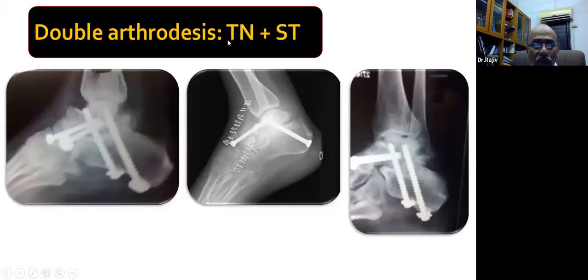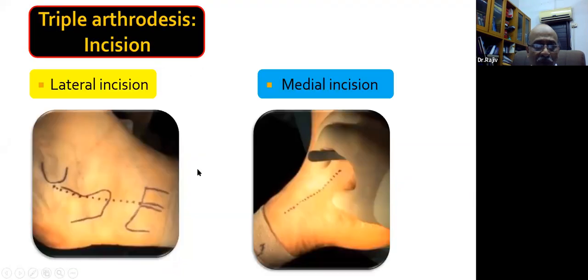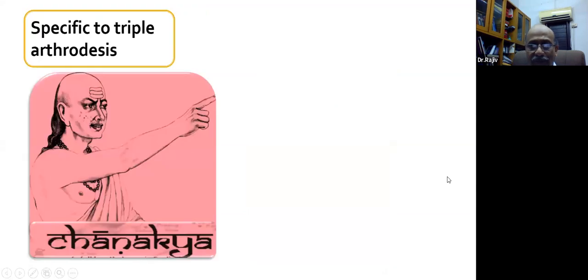You may do double arthrodesis in the form of talonavicular and subtalar joint arthritis, like this was done in this case of flat foot. For a triple arthrodesis, you take a lateral incision and a medial incision. Medial incision is between tibialis anterior dorsally and tibialis posterior ventrally, halfway between them. And lateral incision is starting from the tip of the lateral malleolus going to the base of the fourth metatarsal.